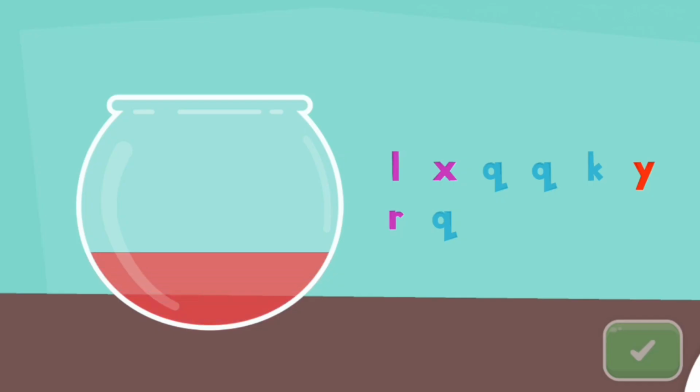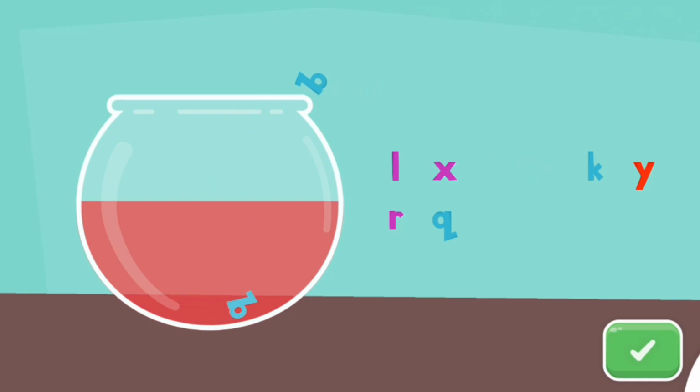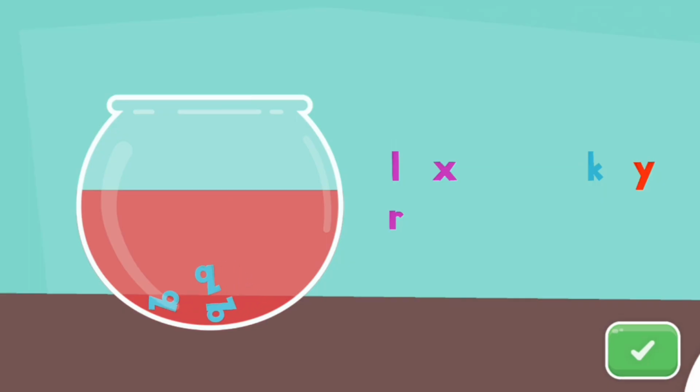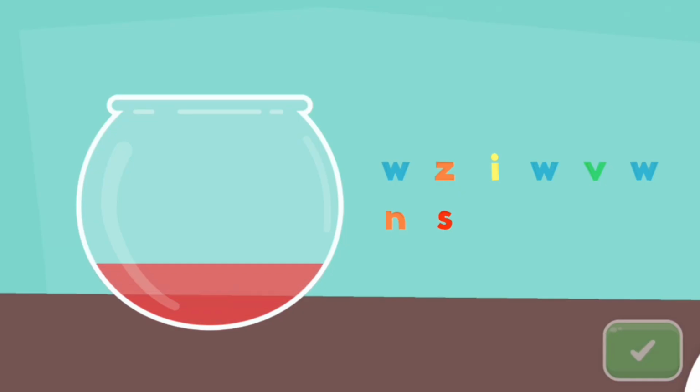Drag the letter Q into the bowl. Great! You put the letter Q into the bowl. Drag the letter W into the bowl.